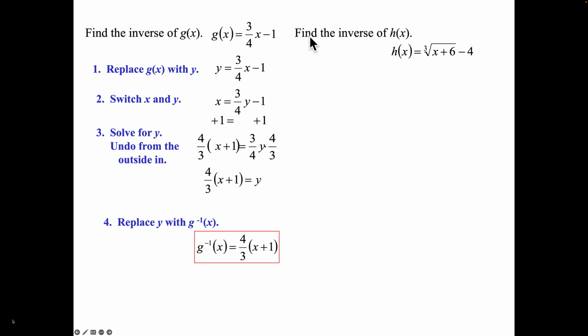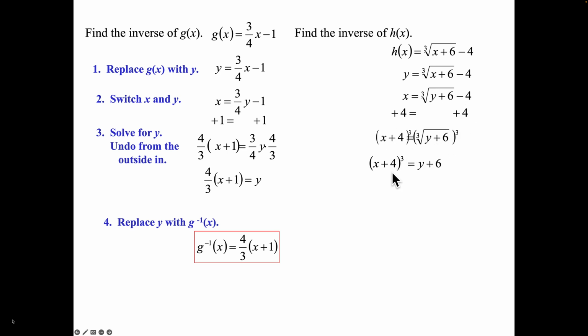All right, let's do h of x. It's the cube root of x plus 6 minus 4. Follow your steps. Take out the h of x, put in a y. Physically switch x and y. Two of the easiest points you'll ever earn. Now we need to get the cube root by itself to solve for y, so we add over the 4. Get rid of the cube root symbol by cubing it. Now I have y plus 6. Get y by itself, subtract the 6. Leave it on the outside. Did you notice there's no arithmetic being done whatsoever?